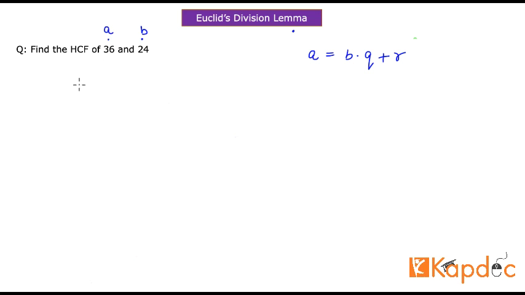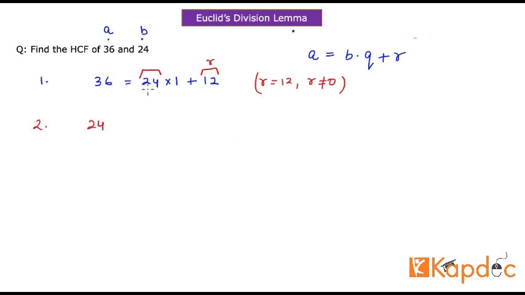Now we can say that our step 1 is this: 36, which is a, can be divided by 24, which is b, and then you have your quotient to be 1, and your remainder to be 12. At this stage, we are going to focus on two numbers only: the divisor, which is b here, and the remainder. In this case, we notice that r is equal to 12, meaning r is not equal to 0, correct? In that case, we need to take the second step, in which this divisor, 24, becomes your new dividend.